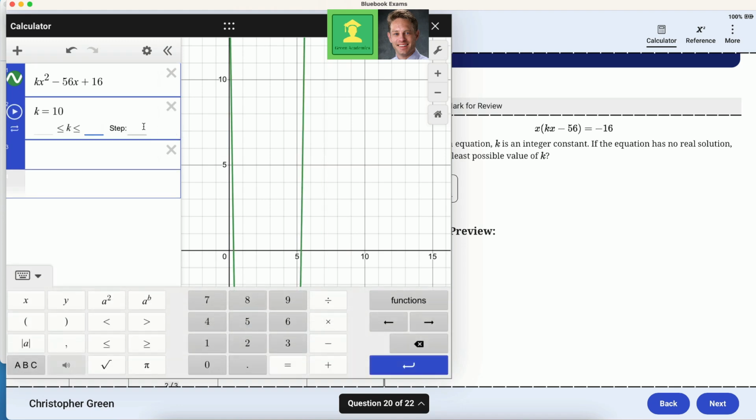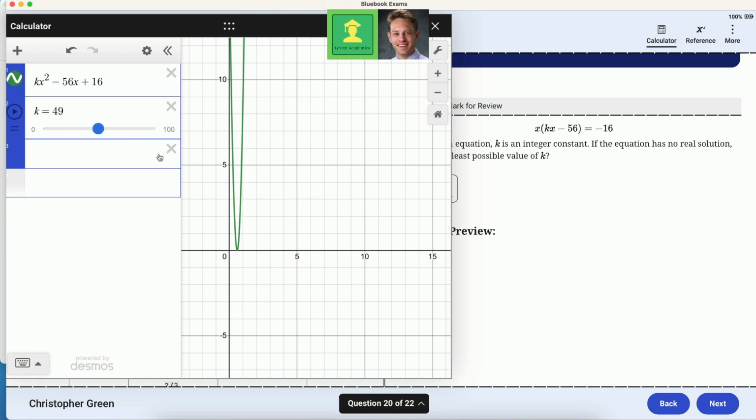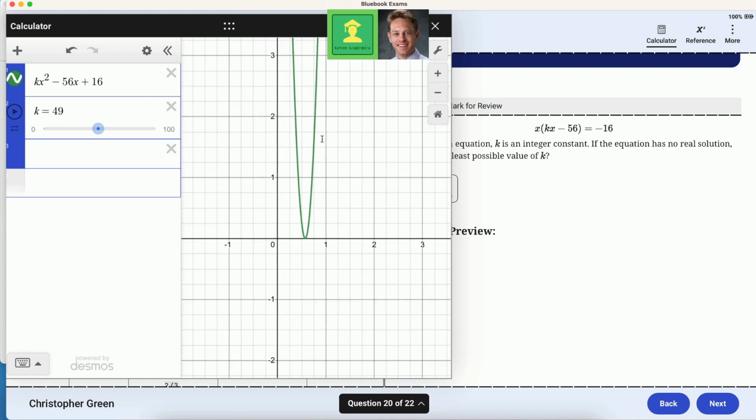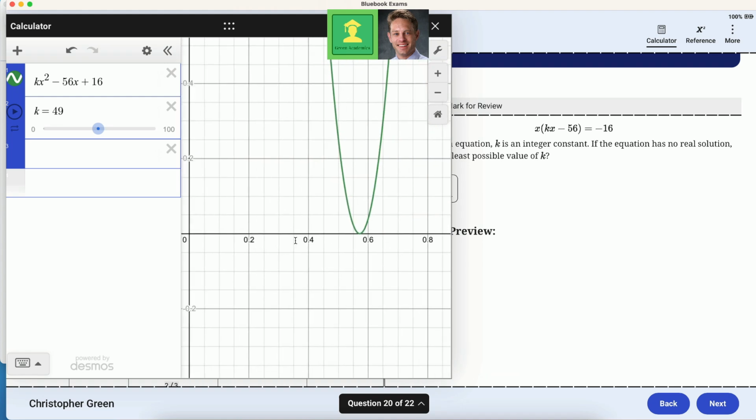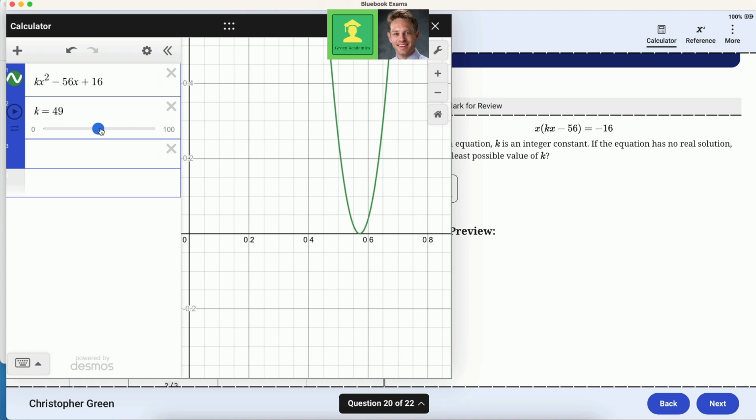Now we know the answer is 50. So suppose I go to 100 as the max for the slider with a step of 1. And then you can just see there. If you zoom in very carefully, you can see that 48 gives you 2 solutions, and 49 is exactly 1. So 50 is the lowest integer value for k for which the vertex is above the axis, as in has no solution.